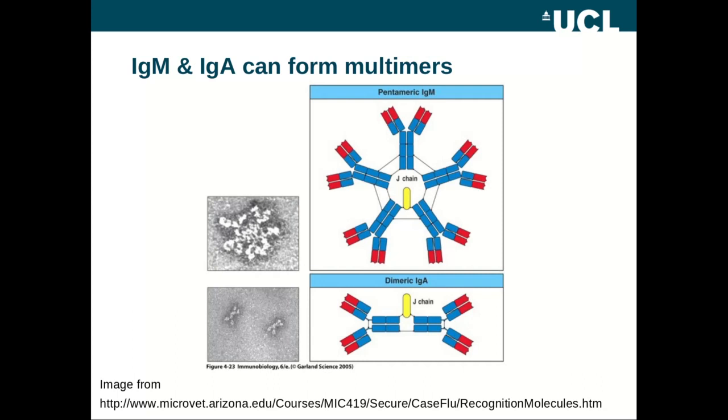And you can see in this electron micrograph on the left that there are 5 antibodies together, one at sort of 1 o'clock, one at about 3 o'clock, one at about 6 o'clock, one at about 7:30, and one at about 10 o'clock. Similarly, IgA forms a dimer, again mediated by a protein called J chain, and you can see these dimers in the electron micrograph on the left.